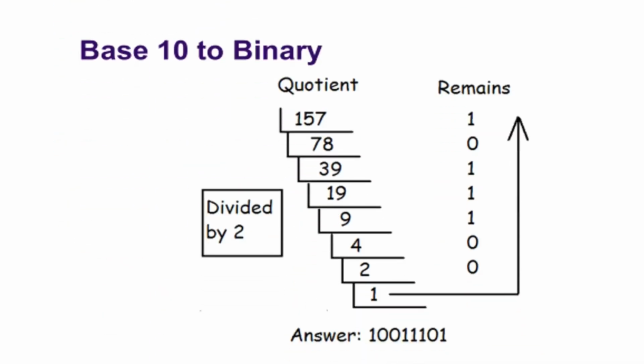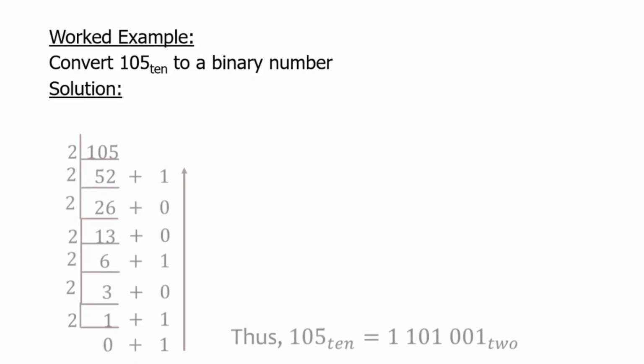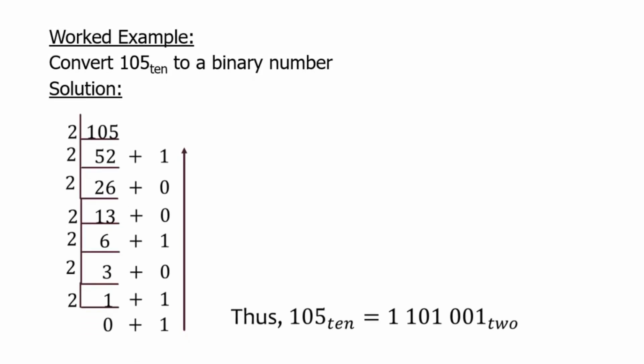Now this is base 10 to binary. When you're converting from base 10 to binary numbers, we're going to be dividing by 2. How are we going to do that? I'm going to show you now. So we're going to take an example to buttress our point. The worked example here says convert 105 base 10 to binary numbers. So how are we going to do it? We're going to keep dividing it by 2.